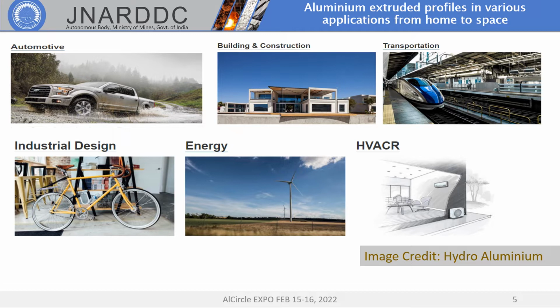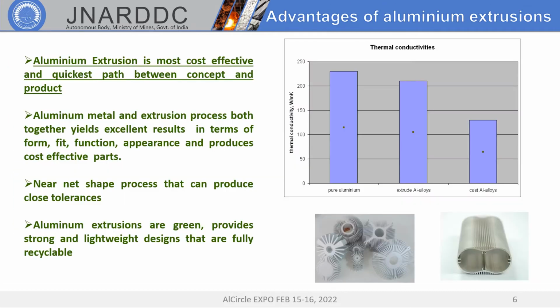That is, aluminum extrusions are used in automobile and also building and construction, transportation, industrial design, energy and also HVAC applications. When it comes to the advantages of aluminum extrusion, it is the most cost effective and quickest path between concept and the product. Aluminum metal and extrusion process both together yield excellent results in terms of form, fit, function, appearance and produce cost effective parts. Near net shape process that can produce close tolerances.